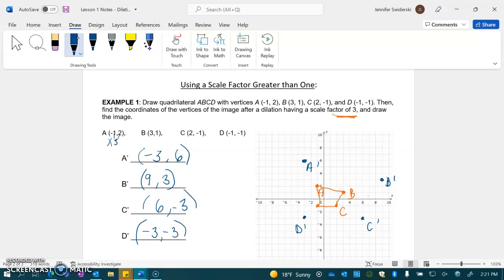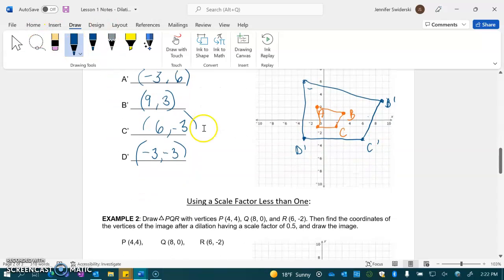I'm going to go ahead and connect my points. So really, from the orange guy, or my original quadrilateral, to the blue guy, I'm just making it bigger by a scale factor of 3. So A prime was negative 3, 6. I don't know why that cut off. So my quadrilateral looks something like this.